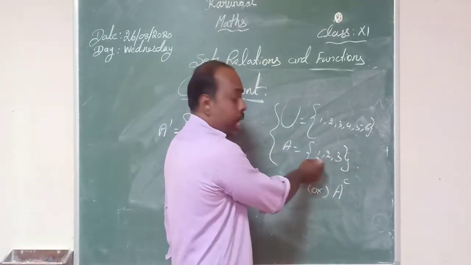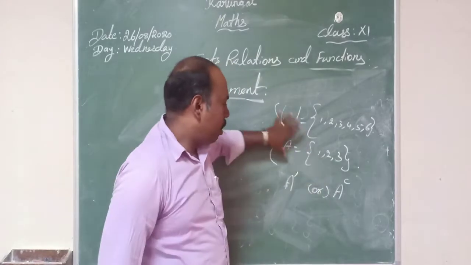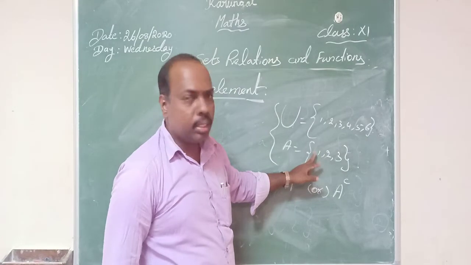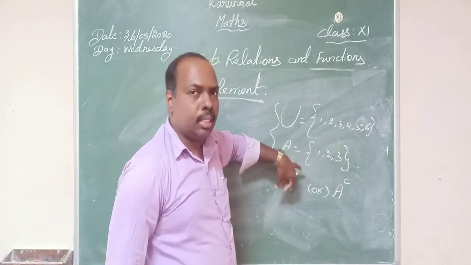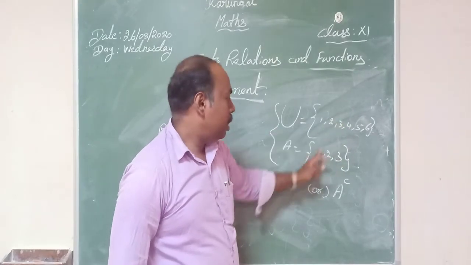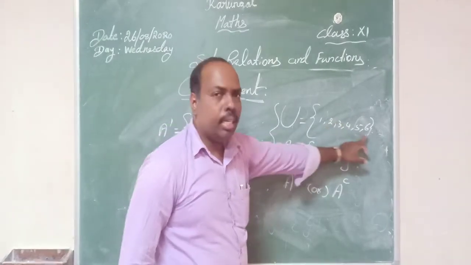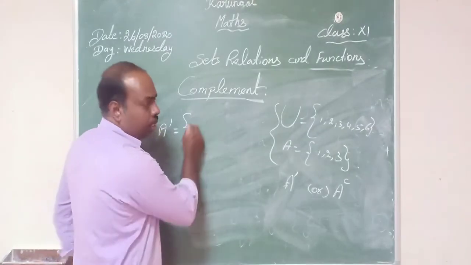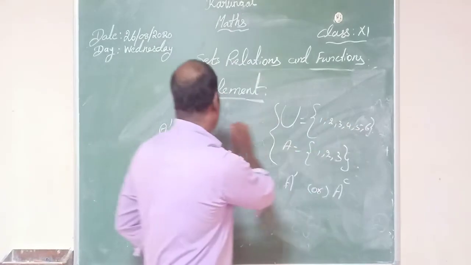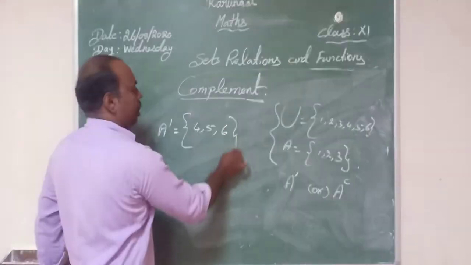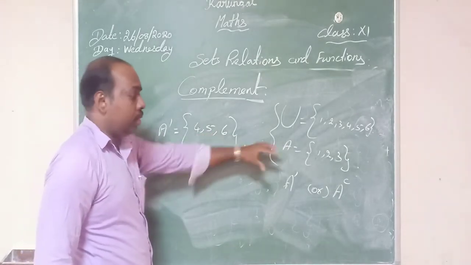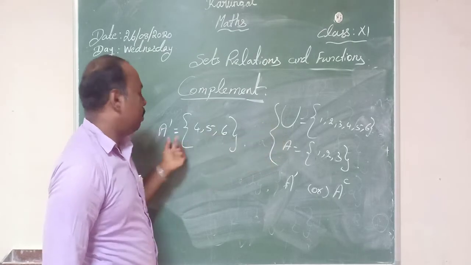Neglect these elements and see the universal set. A complement means, A has how many elements? 3 elements. What are the elements? 1, 2, 3. Neglect these elements and see the universal set, other than 1, 2, 3, the remaining elements. What are they? 4, 5, 6. So A complement equals the set 4, 5, 6 for this question. For this question, what is A complement?